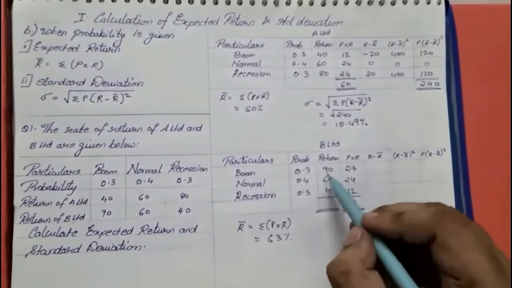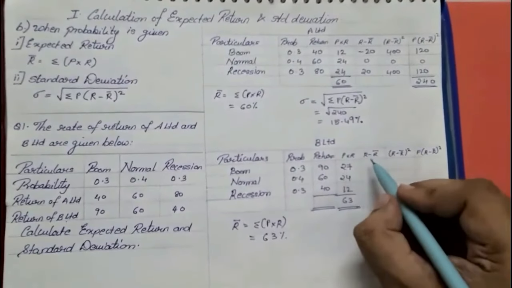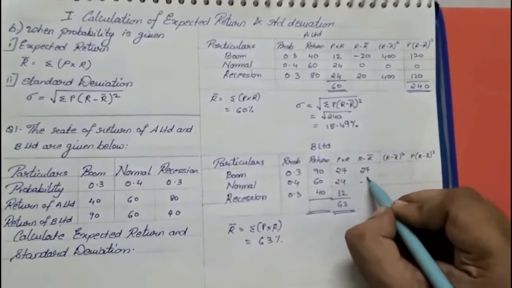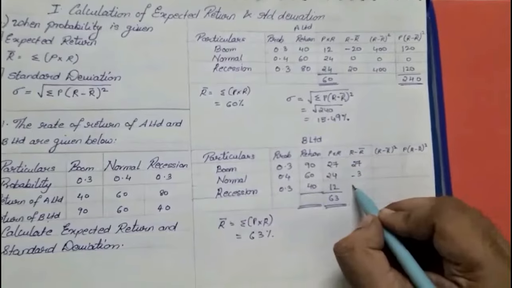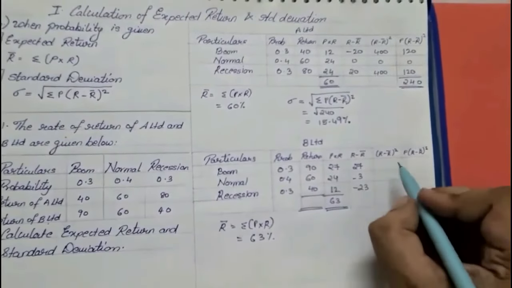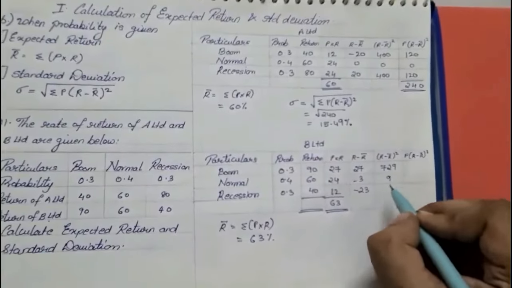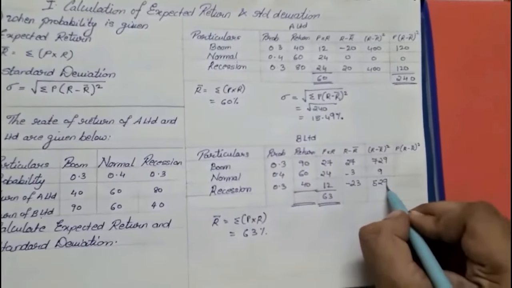Next is R minus R bar. So all the values of R minus R bar are 27, negative 3, and negative 23. The square of that gives us 729, 9 and 529.